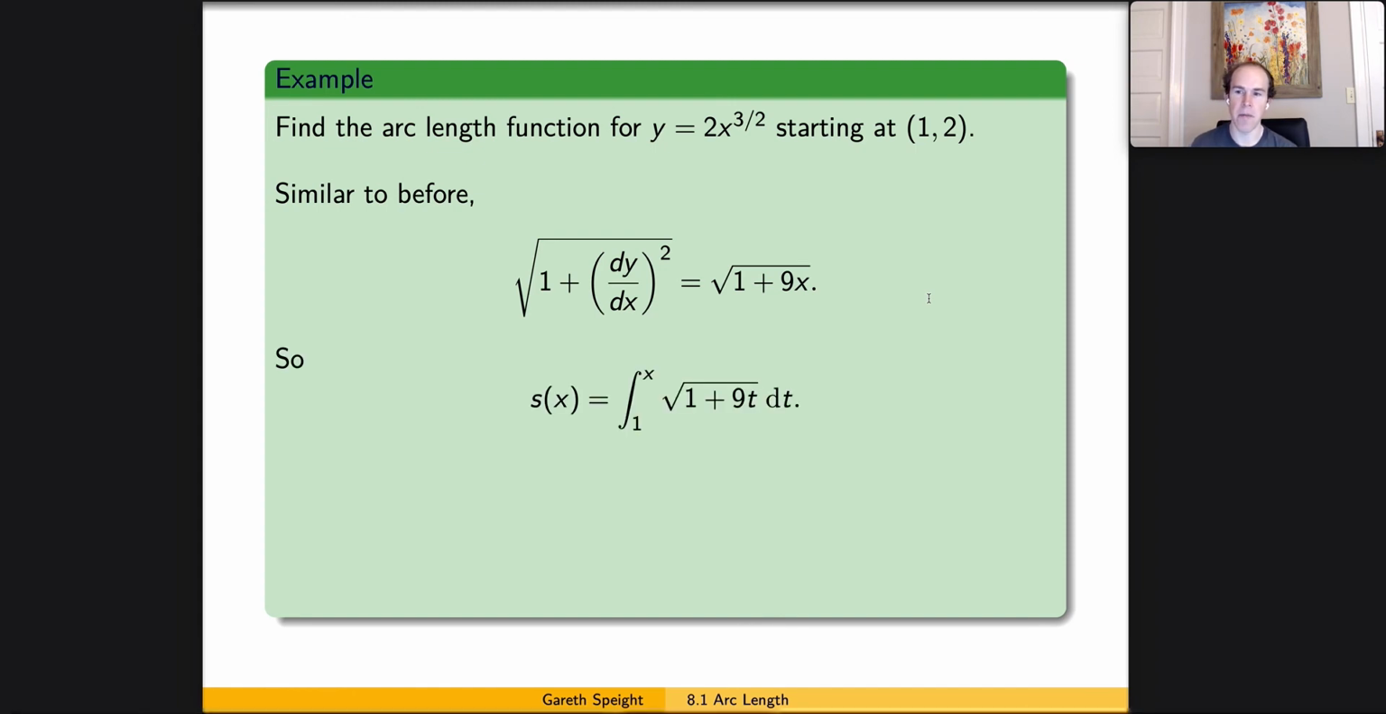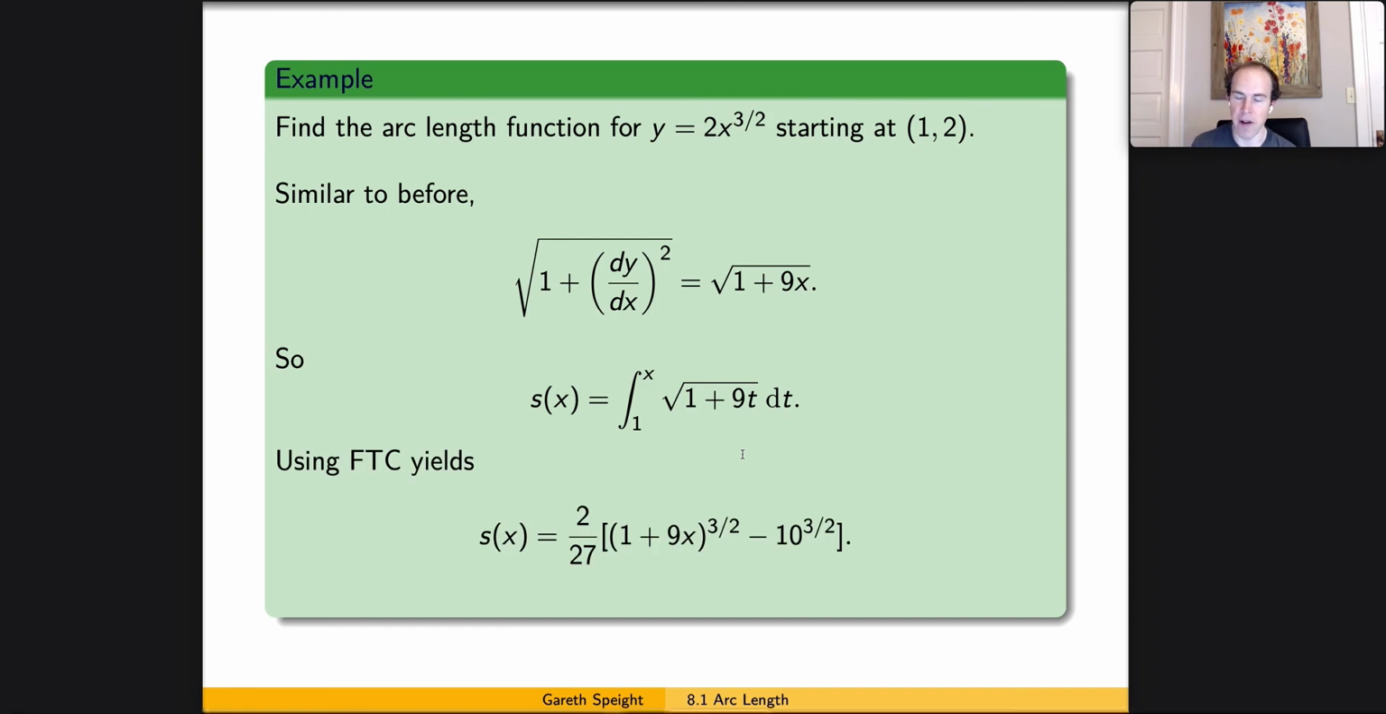Okay, and then the arc length formula, all we have to do is integrate from 1 up to x. So here we were starting at 1. We're going up to x. And then we're not allowed to use x again on the inside. So in the integration, we change the x to t's. So rather than using the square root of 1 plus 9x, we replace the x by a t. We get the square root of 1 plus 9t dt.